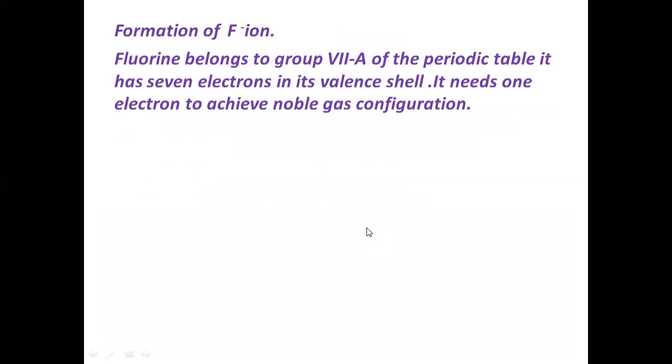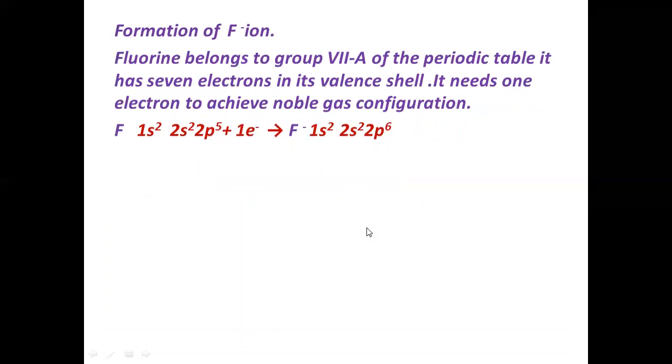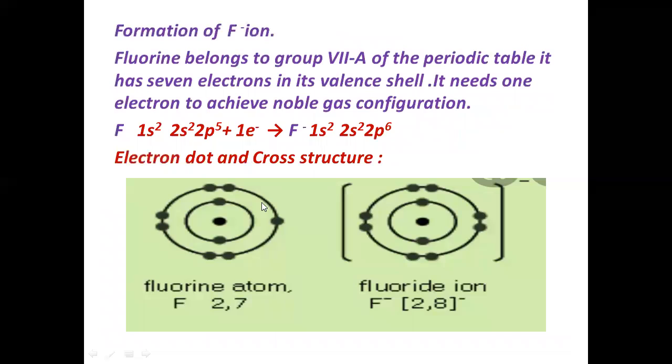Formation of fluoride: fluorine belongs to group 7A of the periodic table and it has 7 electrons in its outermost shell. It needs 1 electron to achieve noble gas electronic configuration. So fluorine will gain 1 electron and then will have a completely filled outermost shell. You can see here fluorine has 2 electrons in the first shell and 7 electrons in the second shell. Because fluorine is a halogen and halogens are non-metals, they always gain electrons. So it has 7 electrons and only needs 1 more electron. After gaining that 1 electron, it will convert into the fluoride ion, and the electronic configuration will change from 2, 7 to 2, 8.